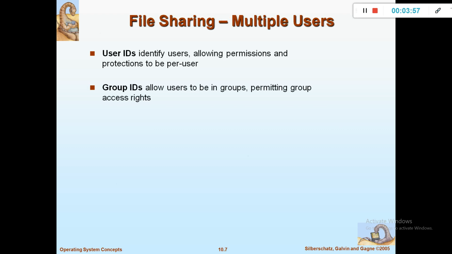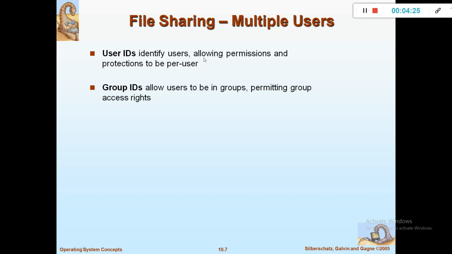Now, file sharing among multiple users: how are you going to share the file among multiple users? We are using user IDs, to decide to which user you are going to assign the files. A user ID identifies the users, allowing permission and protection to be per user. There are four users, one is the owner, and the other three are other users who want to access your information. At that time you can apply the permissions.